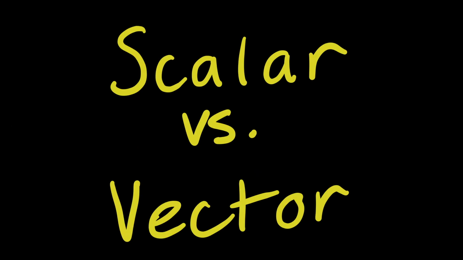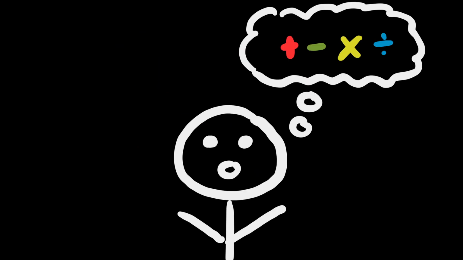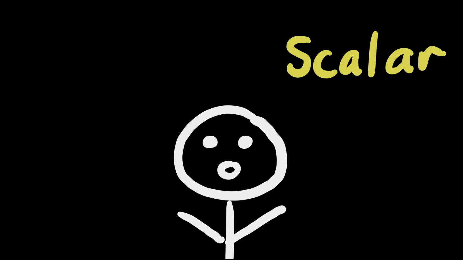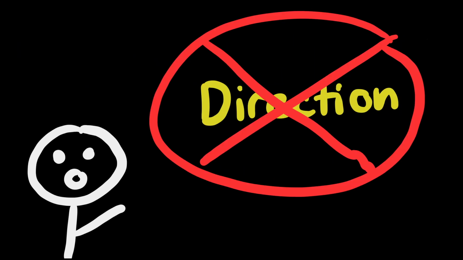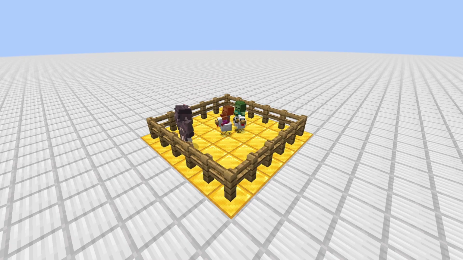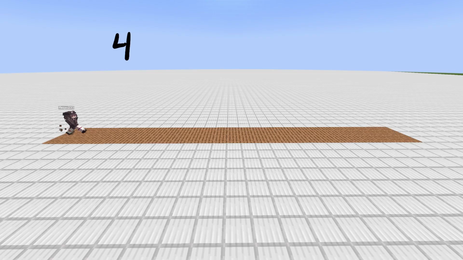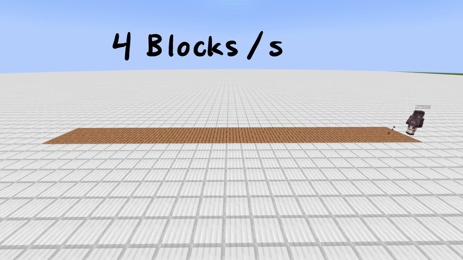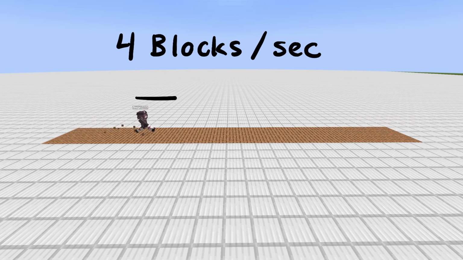Scalar versus vector. To understand the math of kinematics, we have to first understand scalars and vectors. Scalars are a flat value with no direction associated. For example, taking damage in Minecraft is a scalar. I would never say I took 3 hearts of damage towards the left. On the other hand, vectors are values with direction. Let's take running. Here, we see the player running rightwards at about 4 blocks per second. The value has direction. It is 4 blocks per second to the right.